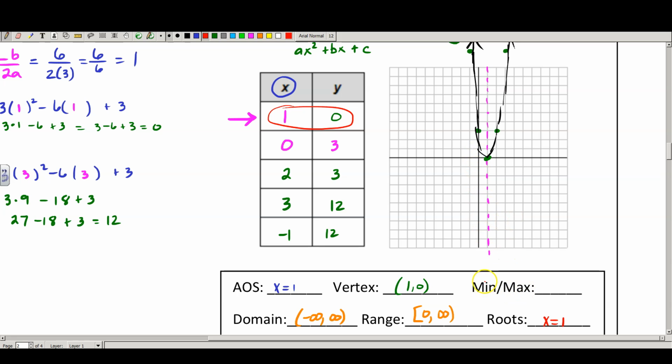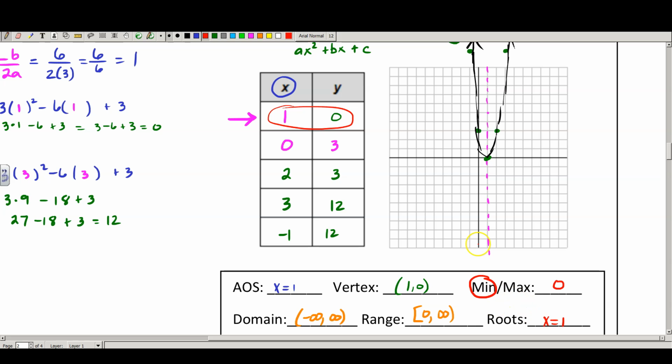Min and max, right? We do have a minimum value here because we have a low point on the graph, and the minimum value is, well, it happens at 1, but the actual minimum value is describing what the height is, what the y value is. So the minimum value is 0 because we're only talking about the smallest range value, not the smallest domain value.